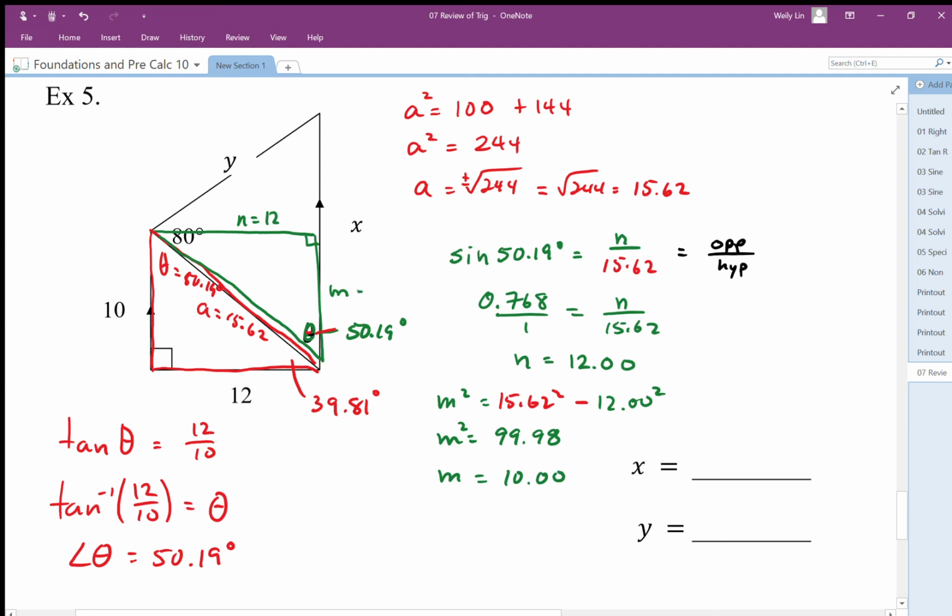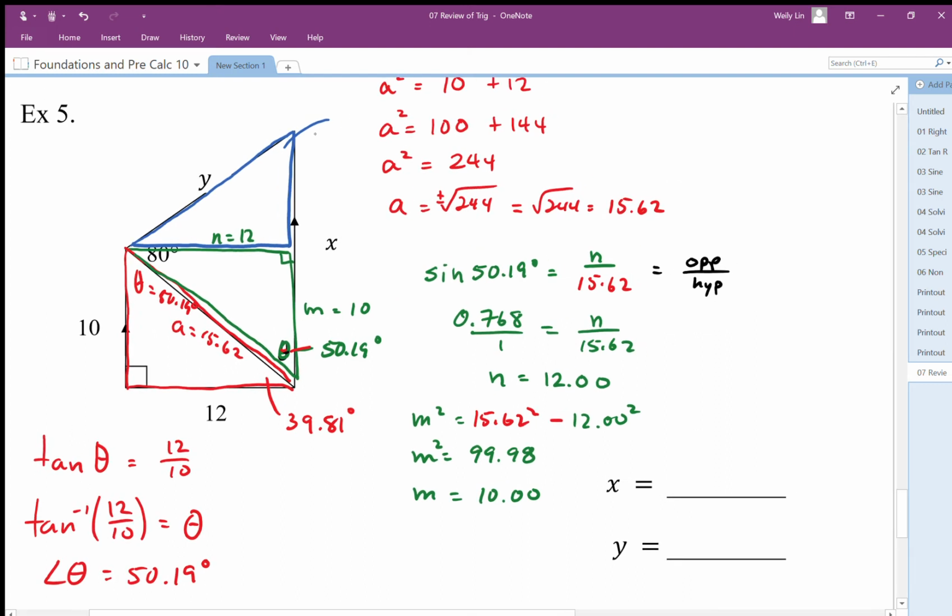So here I get a length of 10. So I've solved for the green triangle. I then need to solve for the other side of that, which is going to be generated by this blue triangle here. I know only one side of it, but I can work out the other angle in here, because I know these three angles add up to 180 degrees. So if I take 180, take away the 80, and take away the 50.19, I'm going to be left with 49.81 degrees.